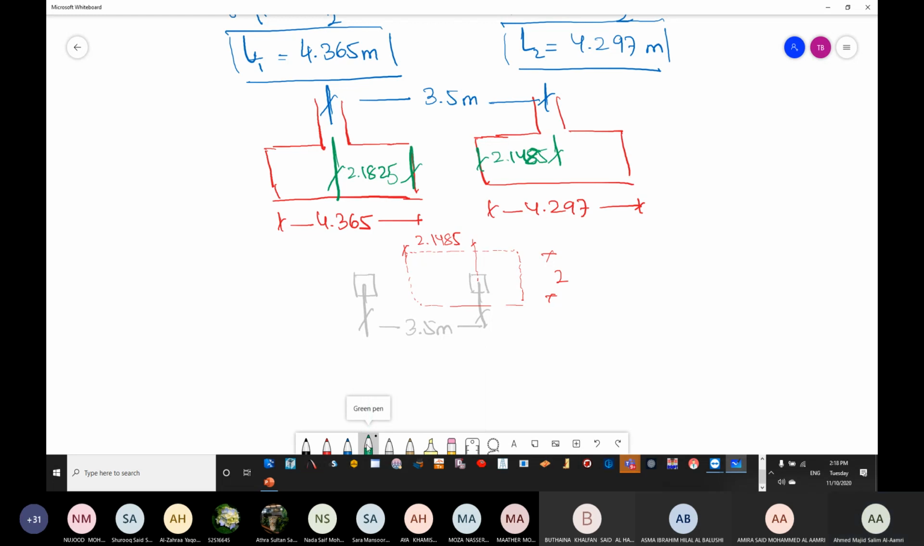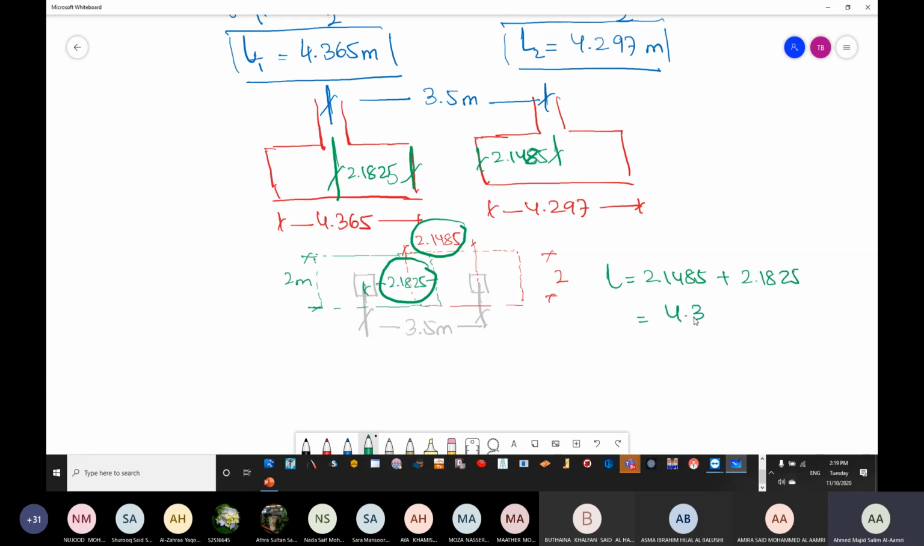And then the other foundation is the same thing, where this is 2 meters, and you can see that the distance from here is 2.1825. Now you can see if I add 2.14 or 2.1825, I'll be getting a length of 4.331 meter. Now, do I have a spacing of 4.331, or am I limited only to have 3.5? Do I have a distance of 4.33 between the columns?